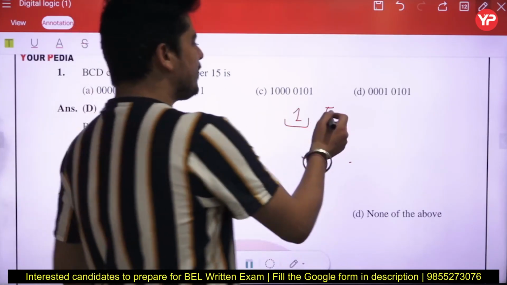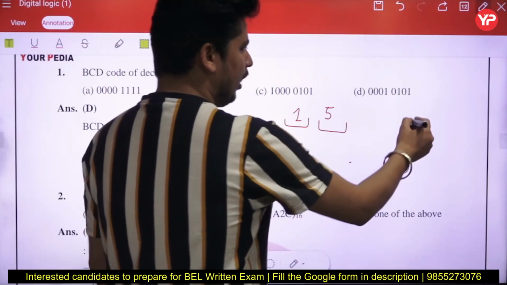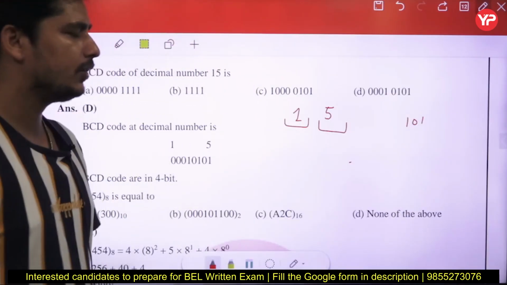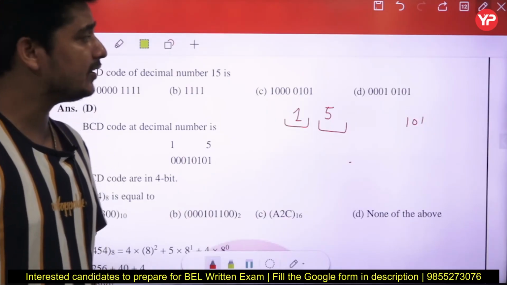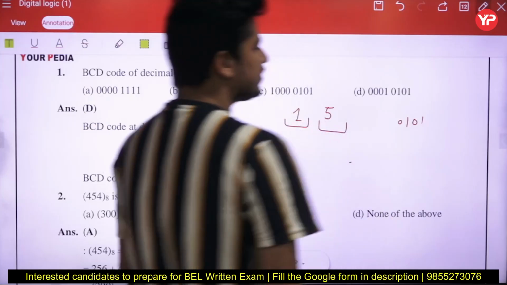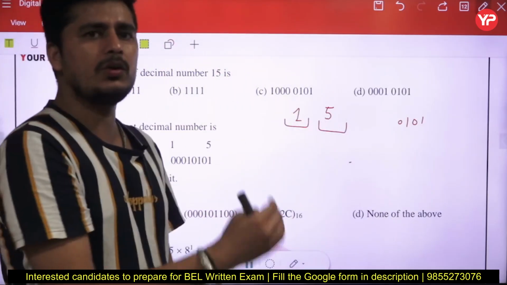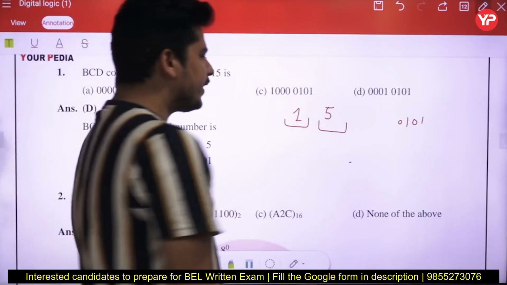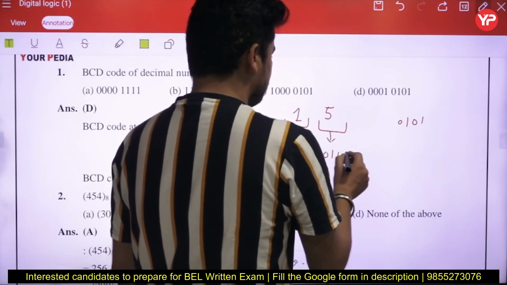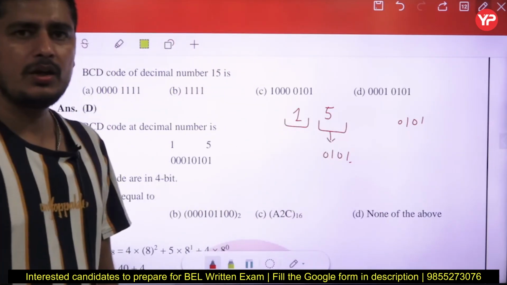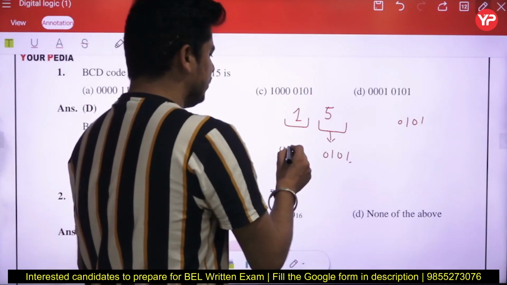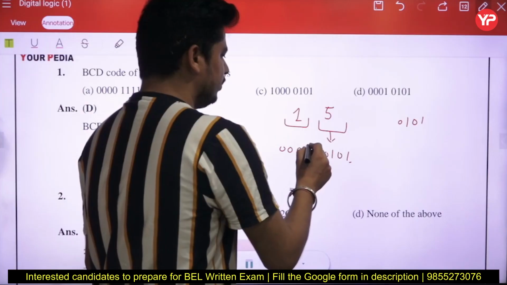Let us take, I am writing this 5 in binary. How can we write 5 in binary? 1 0 1. So this is a 3-bit number. You have to convert this number into 4 bits, so you have to increase the number of zeros. You can put the 0 on the MSB side. So how can we write 5 in 4 bits? That is 0 1 0 1. Next is 1. How can we write it for 1? That is 0 0 0 1.